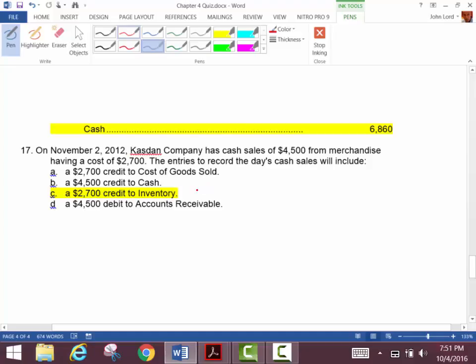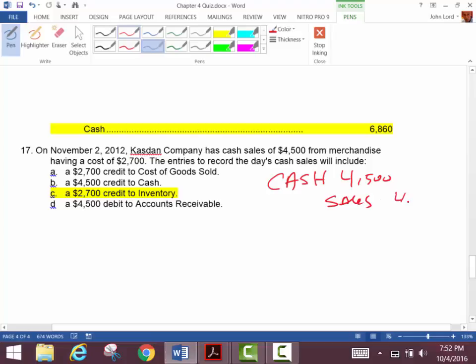Okay, good. On November 2nd, 2012, Kasdan Company has cash sales of $4,500 for merchandise having a cost of $2,700. The entry to record the day's cash sale, and since it's a cash sale, I'm going to debit my cash for how much? 4,500. Credit what?